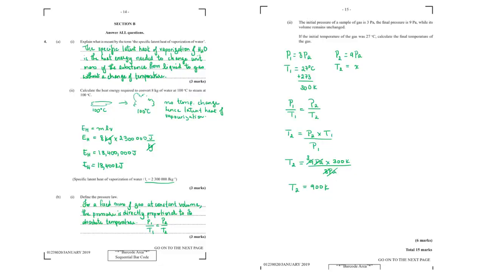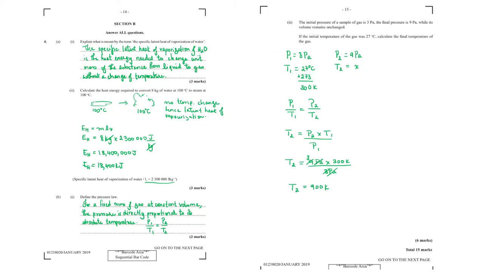Okay, so let's look at January 2019 now. And we have another thermal physics question. It says, explain what is meant by the term the specific latent heat of vaporization of water. Well, the specific latent heat of vaporization of water is the heat energy needed to change unit mass, usually 1 kilogram, of the substance from liquid to gas without a change of temperature. So latent heat is actually referred to as hidden heat. During this time, temperature does not change.